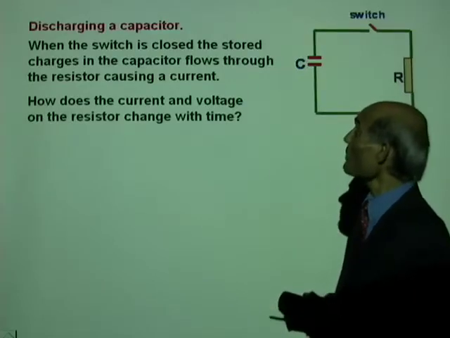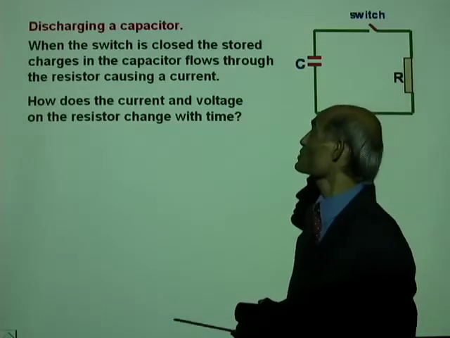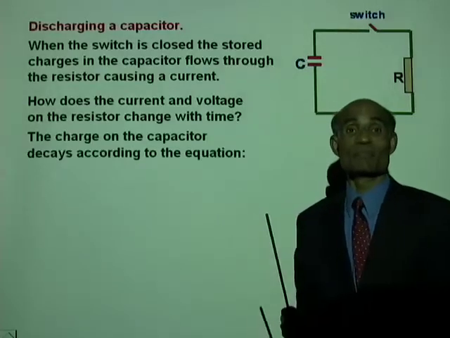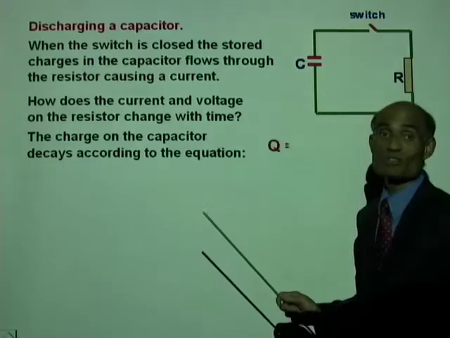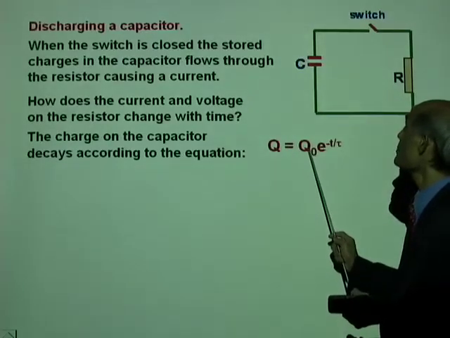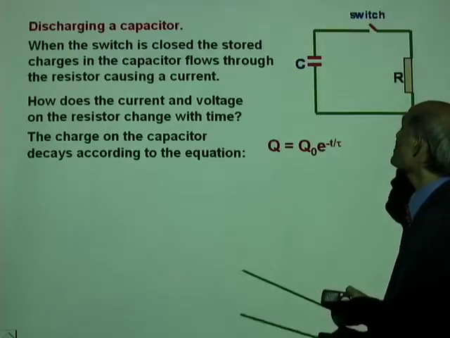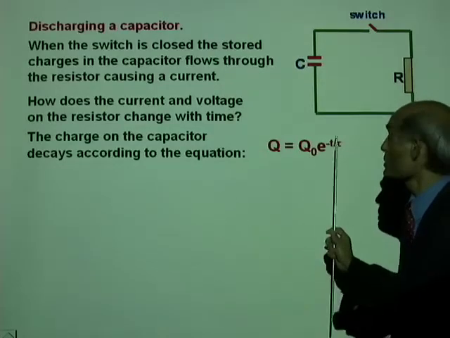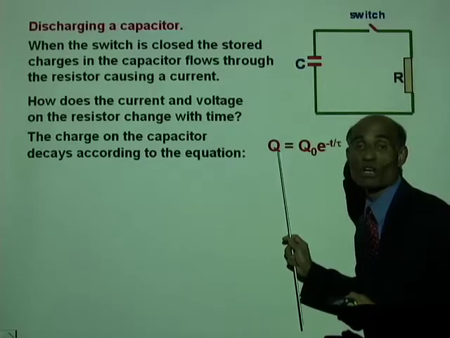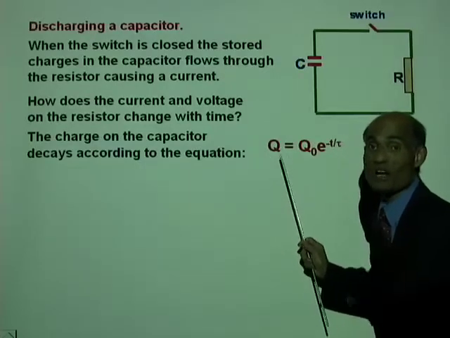Now, how does the current and voltage on the resistor change with time? The charge on the capacitor decays according to the equation Q = Q0 e^(-t/τ). You see, this is the equation for the charge when the discharge occurs.